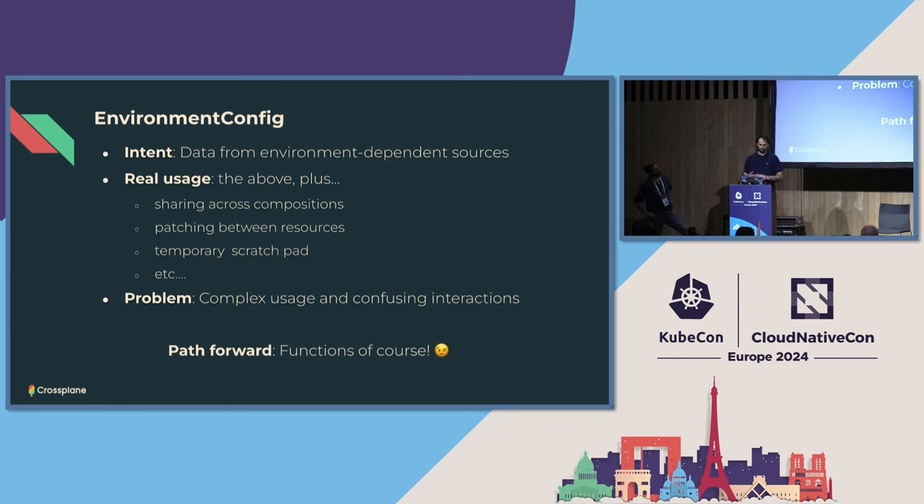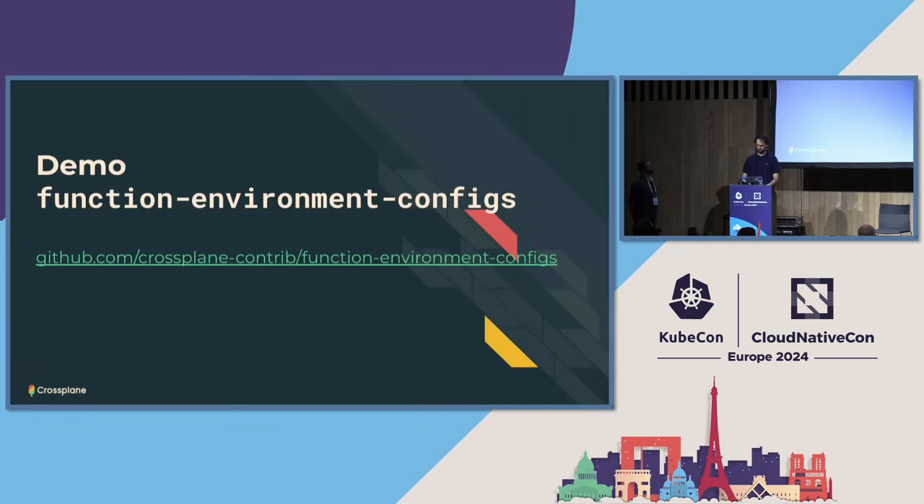But it actually ended up being a lot of other things and being used in a lot of other different ways. It became a way to share information between compositions. It became a way to patch resources inside the usual standard resource-based compositions. And obviously, the API became extremely complex as a result of that, and it became a little bit difficult to maintain. So we think that the path forward for that is actually functions. And so let's have a little demo about function environment configs.